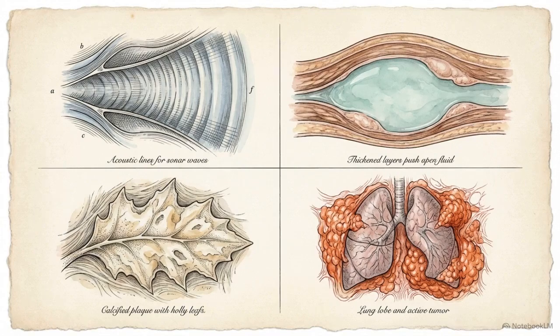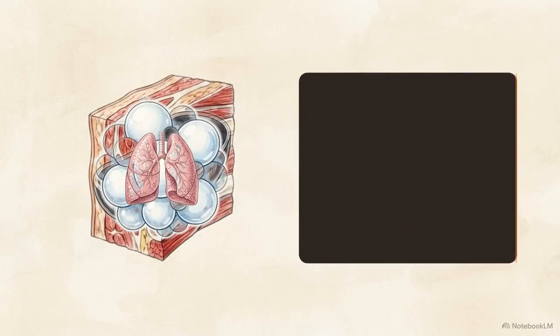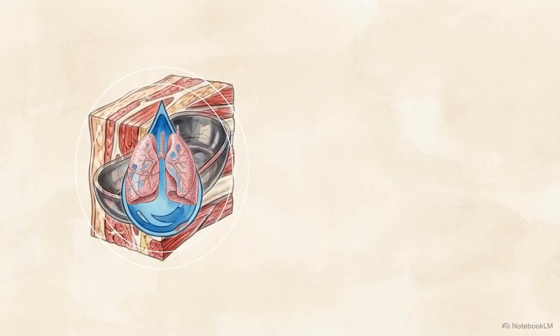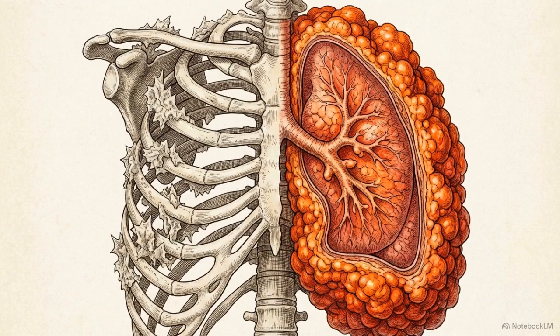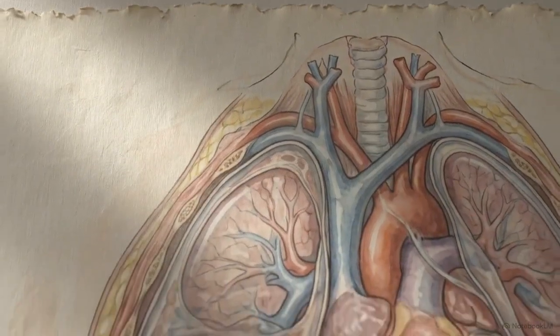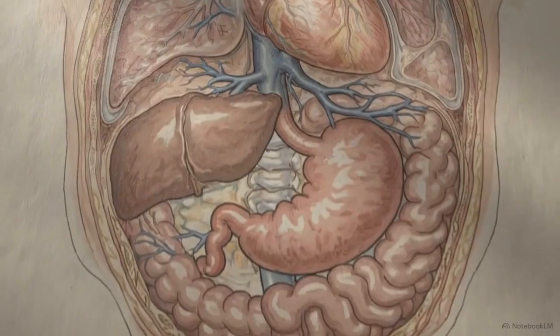For air, ultrasound provides instant confirmation via the barcode sign. For fluid, contrast CT exposes the inflammatory split pleura sign, while ultrasound identifies the internal septations. For tissue, benign plaques are marked by abrupt calcifications, while malignancies require the metabolic and structural detail of PET and MRI. Diagnostic precision relies on matching the specific physics of each imaging modality to the physical state of the underlying disease.